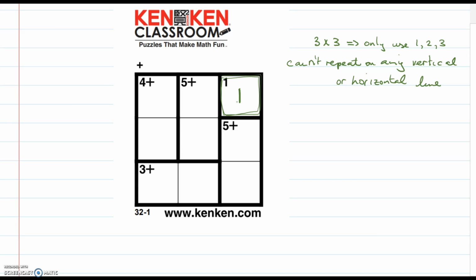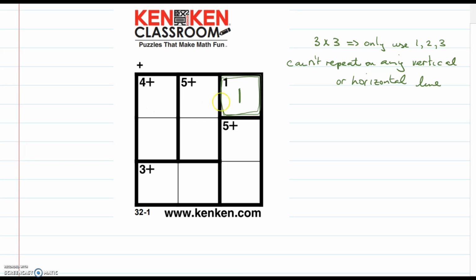And then we look at the other cells, and we can see that in this cell the two numbers we choose have to add up to 4. So it could be 1 and 3, or 3 and 1. That's the only way we can get to 4. We can't have 2 and 2 on the same line. So it could be 1 and 3.